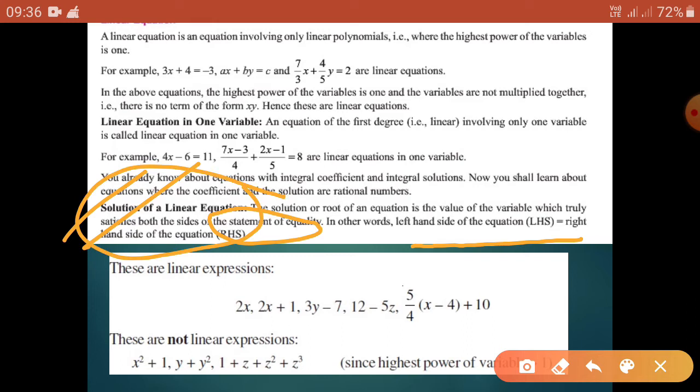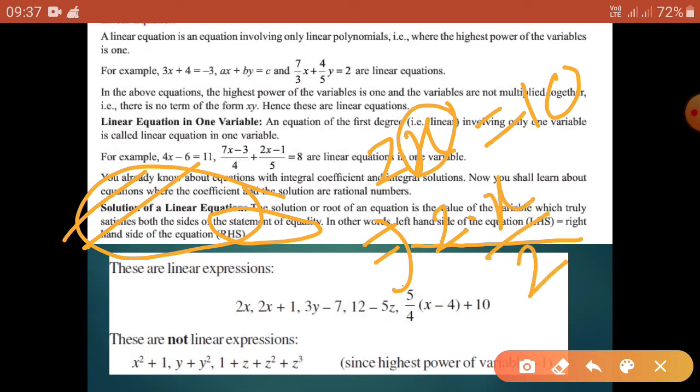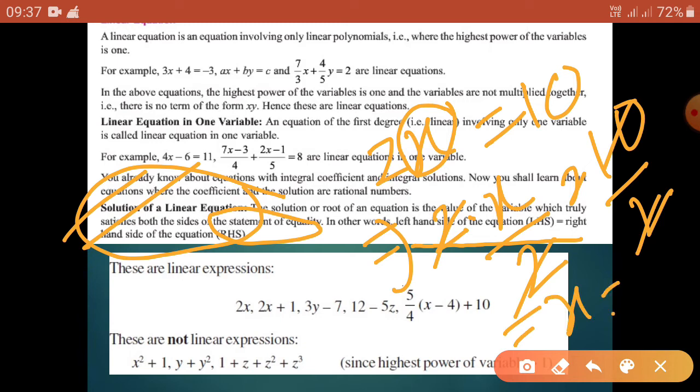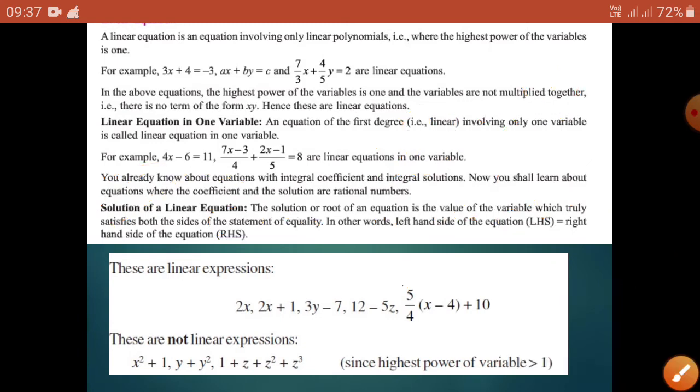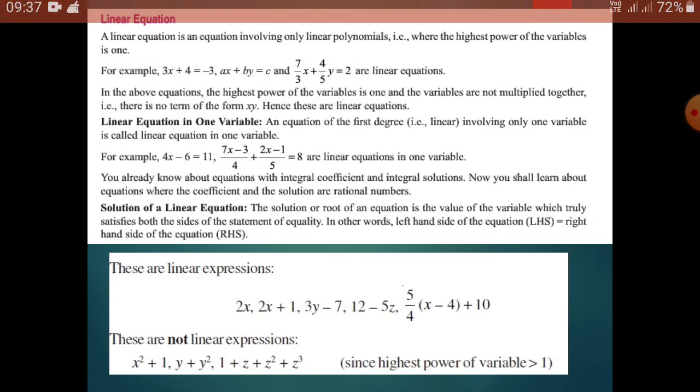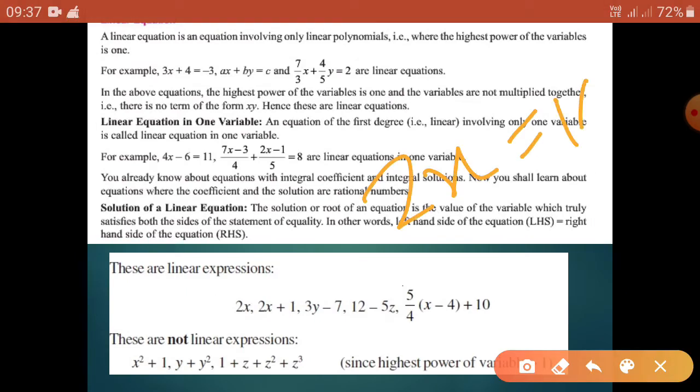We are taking an example for this question, the solution of a linear equation. Suppose we write 2x equal to 10. This is a linear equation because we are using one variable x here. Now 2x equal to 10, so we can write 2 times x by 2 equal to 10 by 2. We are dividing both sides by 2, so if we cancel it, we have x equal to 5. So the equation was 2x equal to 10 and we got x equal to 5.